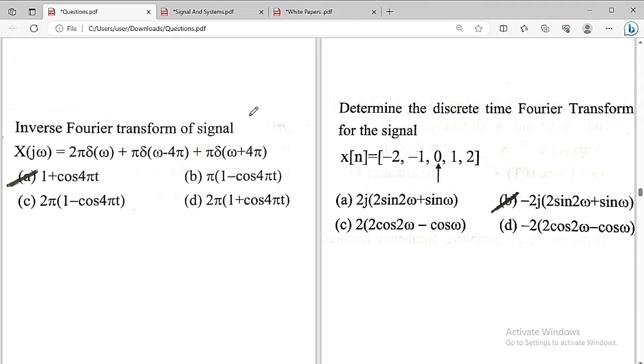So what are the four options? Option A is the correct solution of this question, which is 1 plus cos 4 pi t. So 1 plus cos 4 pi t is the correct solution of this question. So let's solve this numerical.